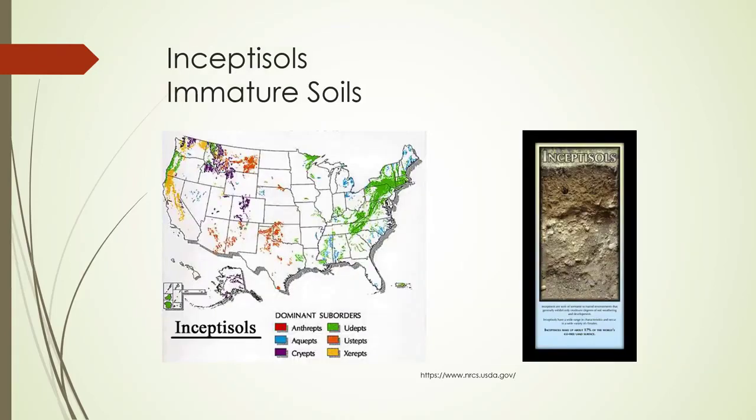Inceptisols are immature soils, and we do have some of that. You can see in this map here. And these are just broken down further into other suborders, but you can see we have some around the Puget Sound area because we are fairly new up here. Not very well developed. You can see in the horizon here, the soil horizons, you can't see a lot of definition between layers.